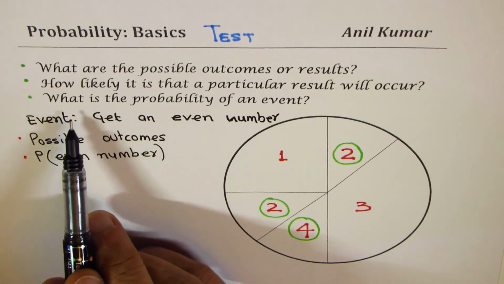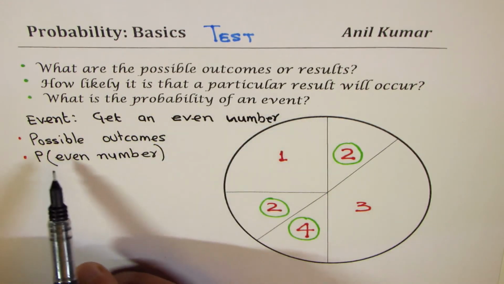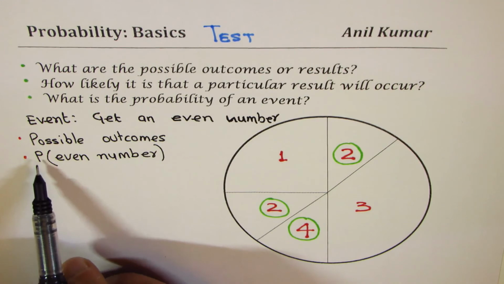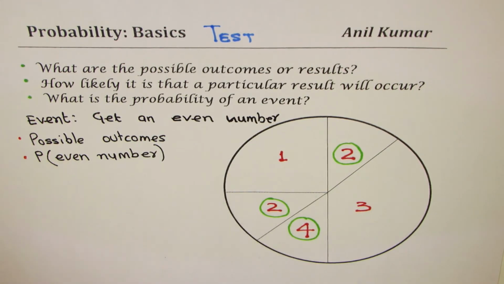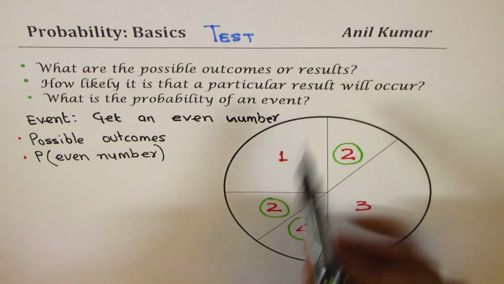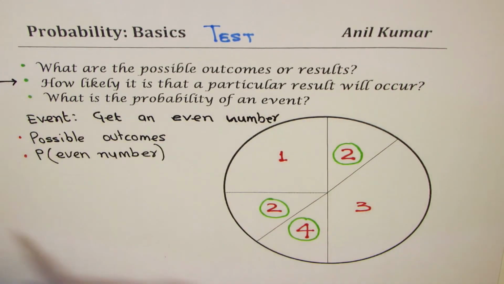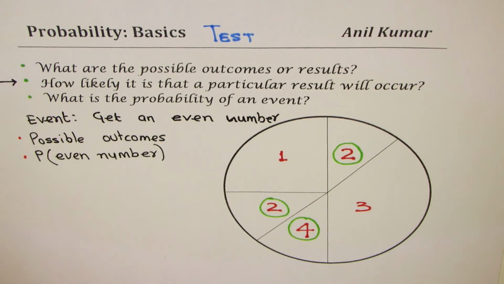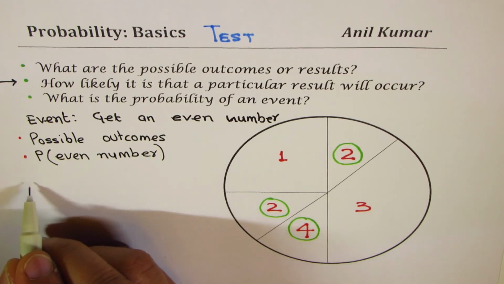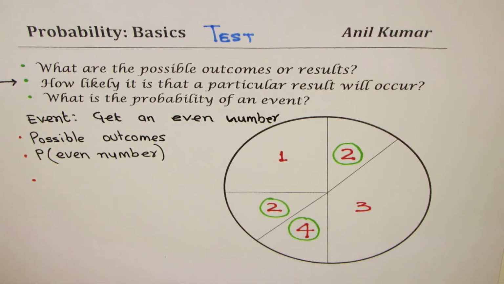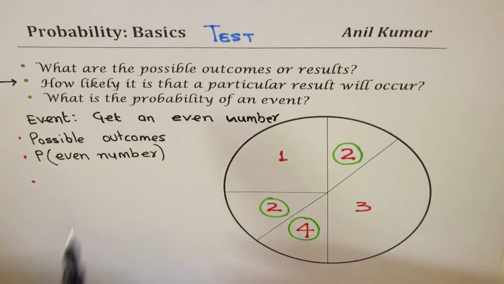Now the last question is, what is the probability of an event? So our event is even number. We are seeing probability of even number is what? So I've combined these two. Correct? For question number 2, I'll give you more things to think about. So for that, you have to answer this question.